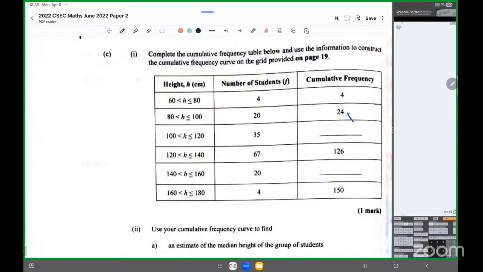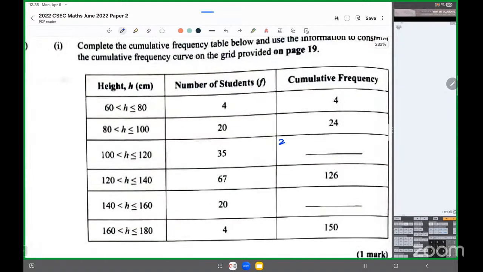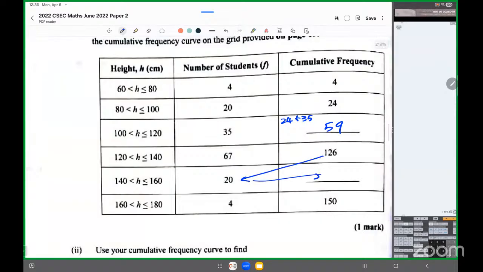So from this one to this one, we're going to add this 35 here. So it's 24 plus 35 for this value. We're adding 35 more students to the line. That works out to be 59. And 59 plus 67 is 126, which is right. And then here I have to add this 20 to get that one. 126 plus 20, that's 146. And then 146 plus 4 gives 150. All right, so that is that.